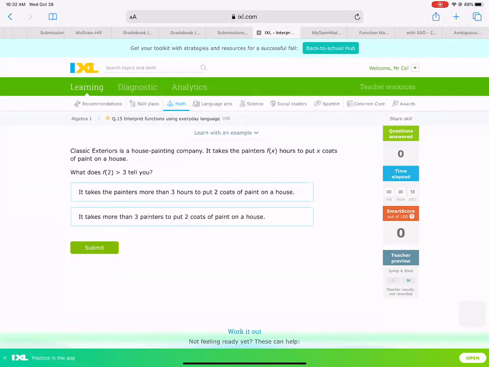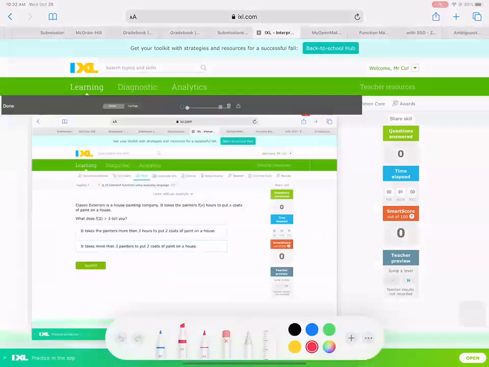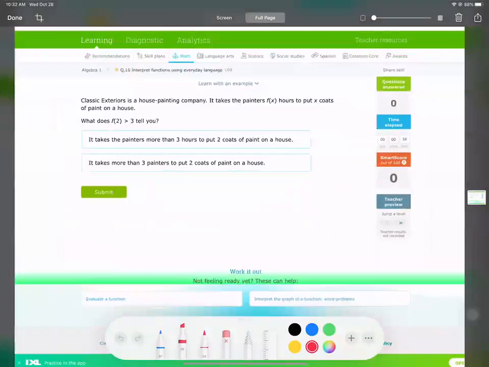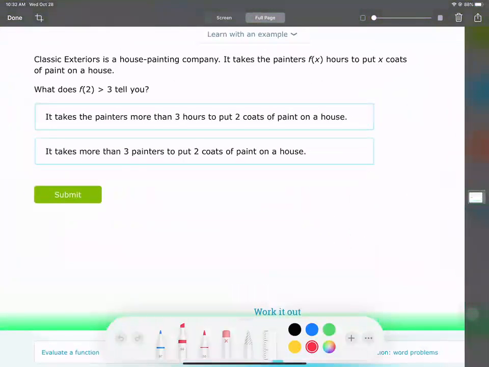Okay, let me go ahead and take a screenshot. Let's take a look at this. Getting used to things. Classic Exteriors is a house paint company. It takes the painters f of x hours, so this is my function here, to put x coats of paint on a house. When you paint a house, you want to put more than one coat. It makes it last longer. It makes the paint thicker to resist the elements, the sun, the wind, the rain, so the old color of the house doesn't show through. That's usually what we call the primer first.